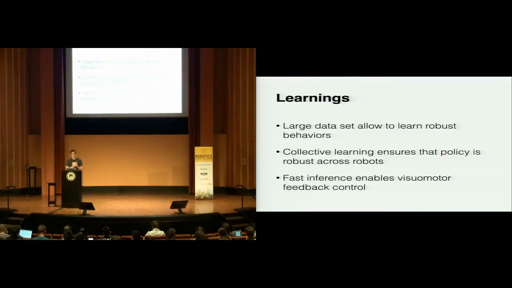What helped a lot was that we learned across different robots, so that it would work on each of them. And also, what got me excited was the fast inference. It allows you to run inference in a visual motor control loop, at 2 to 5 hertz, and you can create very interesting reactive behaviors with that.